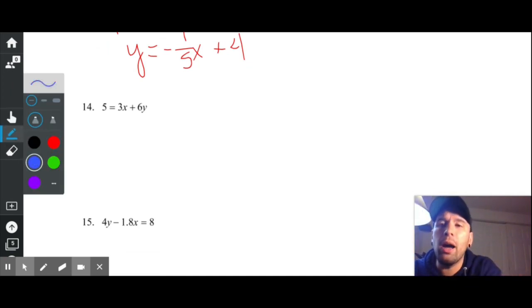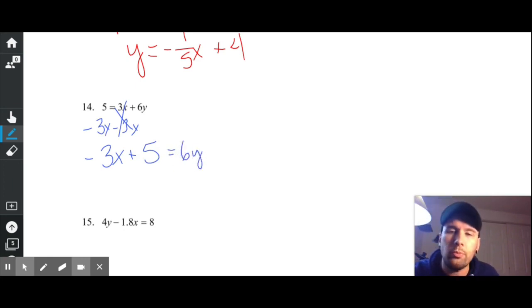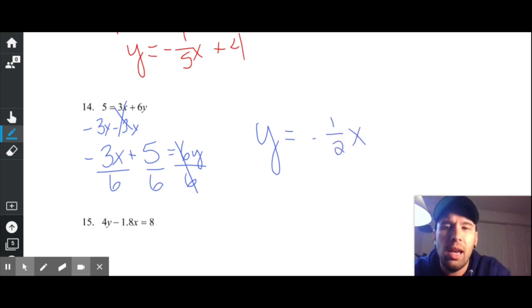Similarly, I have to get y all by itself. I'm going to subtract 3x from both sides. That gives me negative 3x plus 5 on the left equals 6y. Y is not by itself because 6 is in the way. 6 is being multiplied to y, so I'm going to divide every part by 6. When I do that, I'm going to move y to the left. Negative 3 over 6 is the same as negative 1/2 x, and 5 over 6 is just 5 over 6.